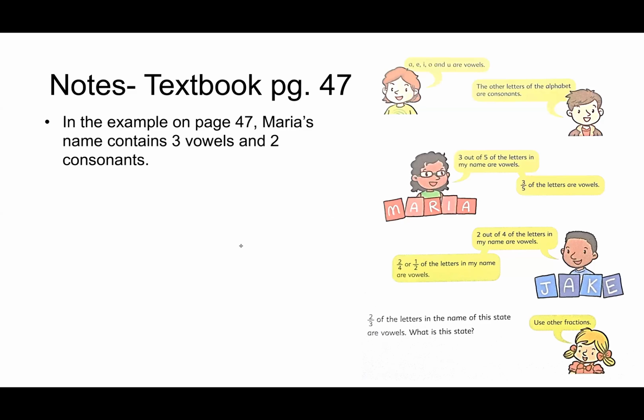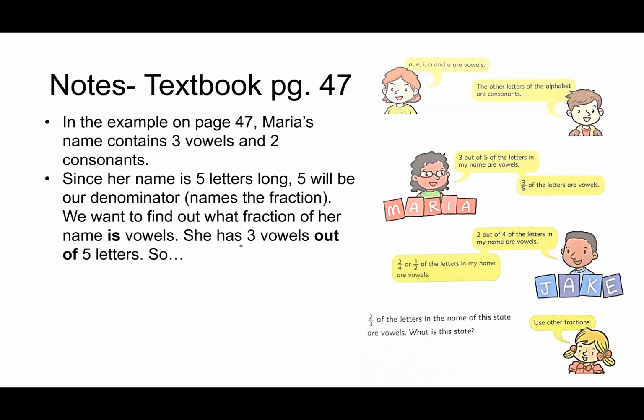Okay, so you can turn in your textbook if you want to, but I have it up on the screen for you, but it just looks a little bit nicer in your textbook. In the example on page 47, Maria's name contains 3 vowels and 2 consonants. So how many total letters does Maria's name contain? Dorothy? Good. It contains 5. Since her name is 5 letters long, 5 is going to be our denominator. That's going to name our fraction. Does that make sense so far?